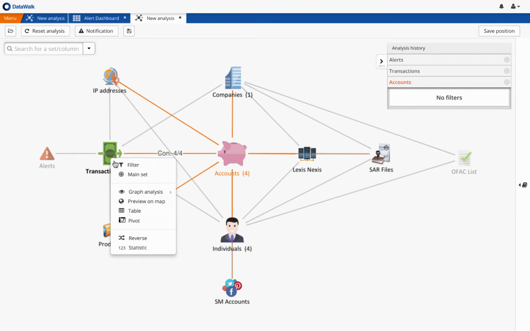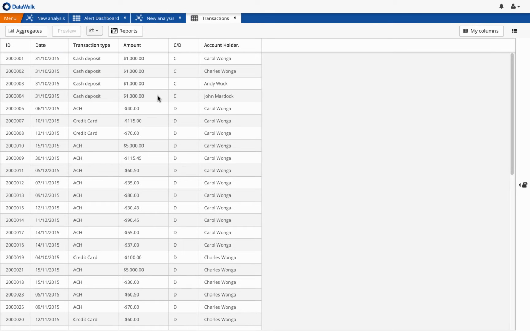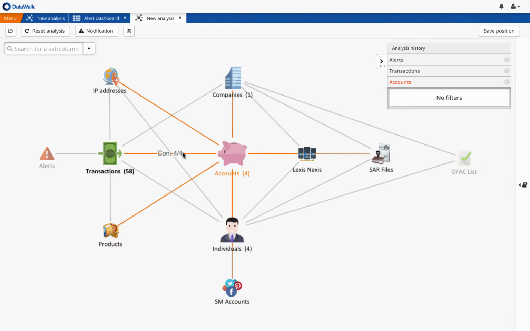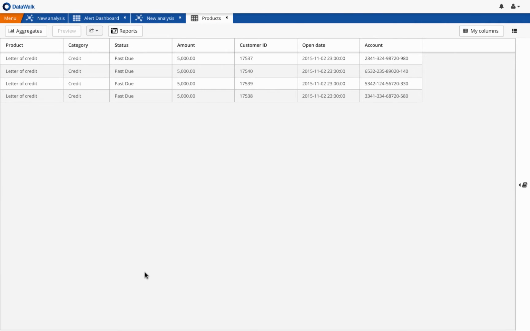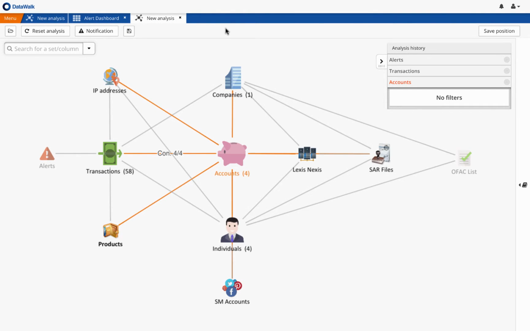On the Universe Viewer, we see all transactions associated with these accounts. By reviewing transactions, we see that these accounts were being used for normal purchases. We also review the products data set, and it shows that a $5,000 credit line was opened for each account. This is additional evidence that we may be seeing a fraud scheme.